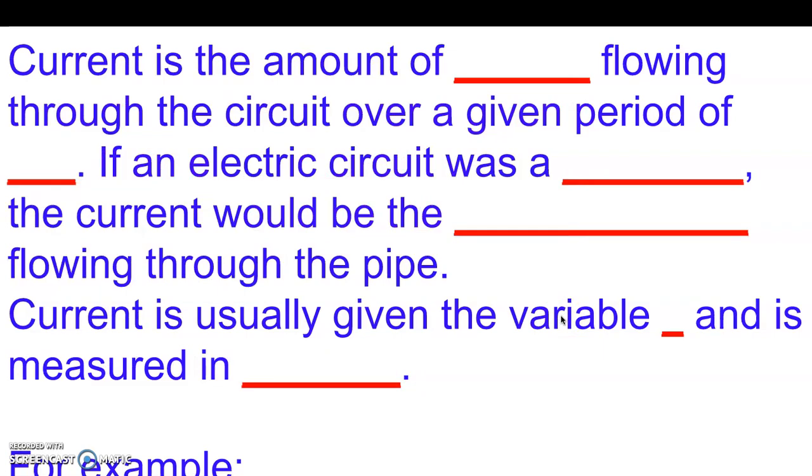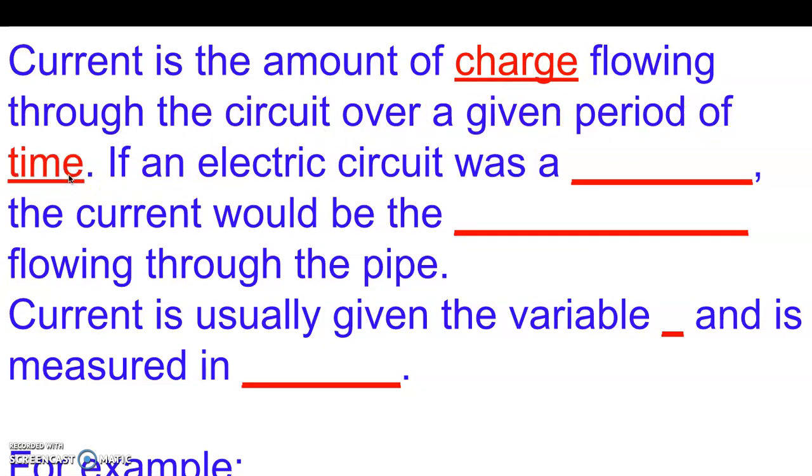Current is the amount of charge flowing through the circuit over a given period of time. So if you could go down to the size of an electron and count the electrons as they pass through the circuit over a given period of time, you would be measuring the current. Let's say you timed yourself for 10 seconds and you counted how many electrons passed, and then you stopped. That would be a measure of the current flowing through the circuit.